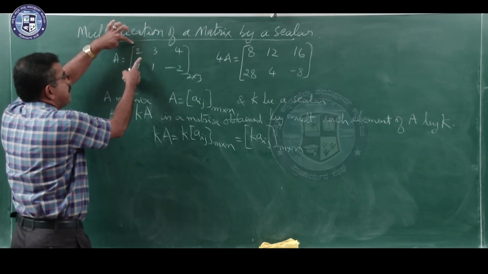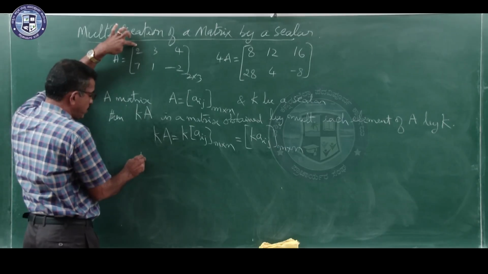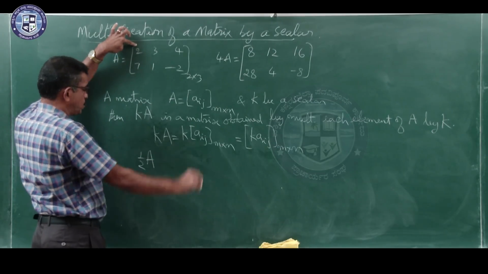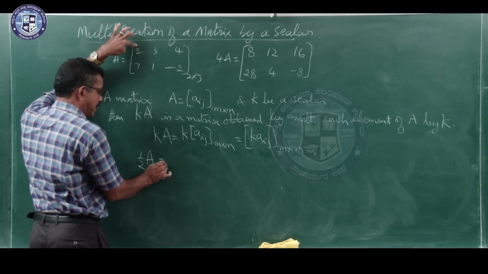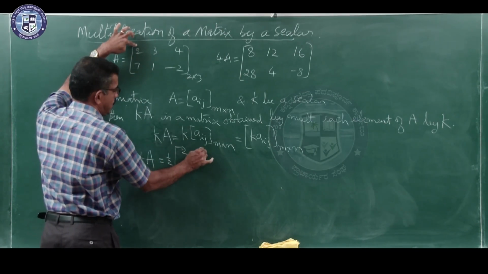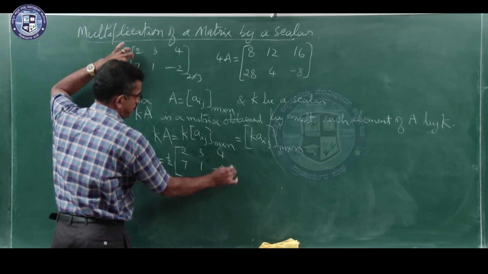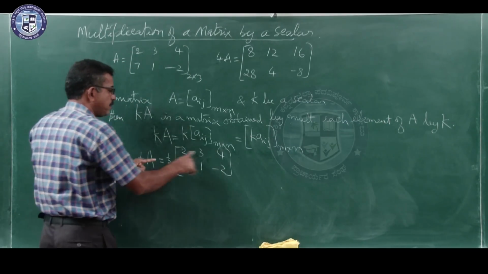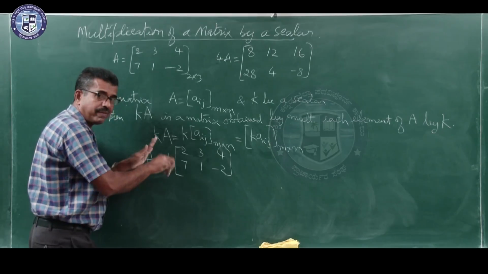Now, if I take the same matrix, let me recall. What would be half A, 1 by 2 into A? Can you please tell me what is 1 by 2 into A? Let me write this 1 by 2 into matrix A, which is 2, 3, 4, 7, 1, minus 2. Each element of a matrix must be divided by 2. Actually, multiplying by 1 by 2 means dividing by 2.